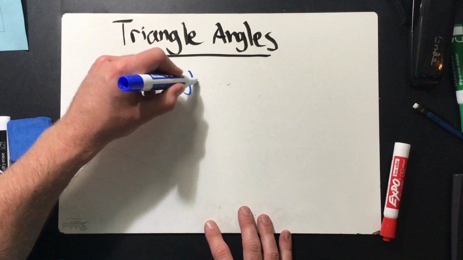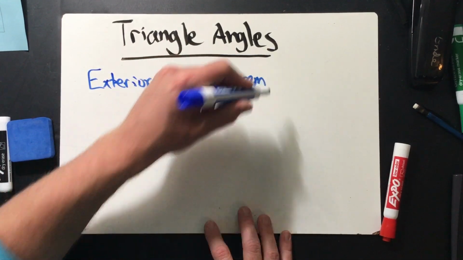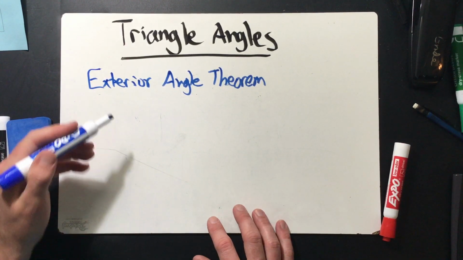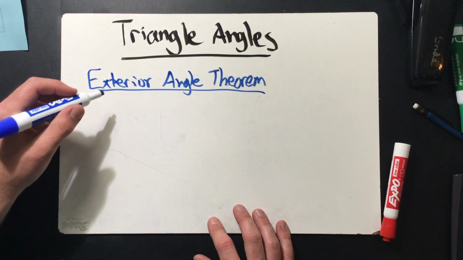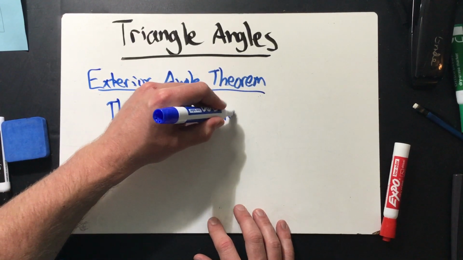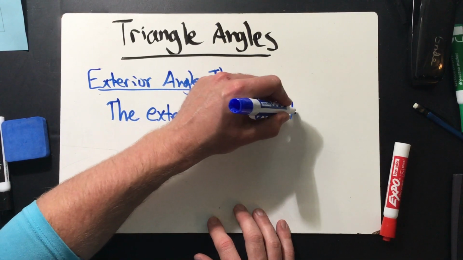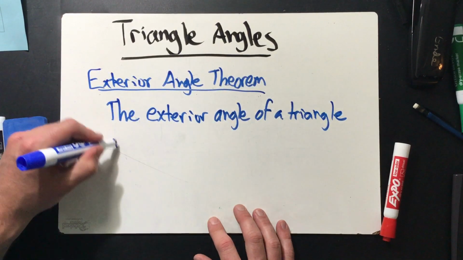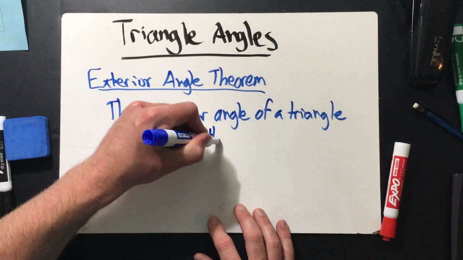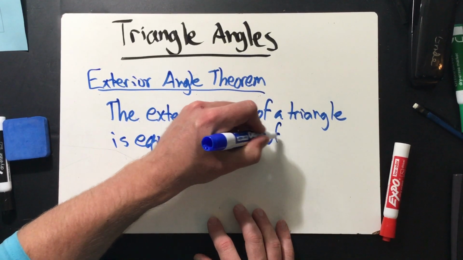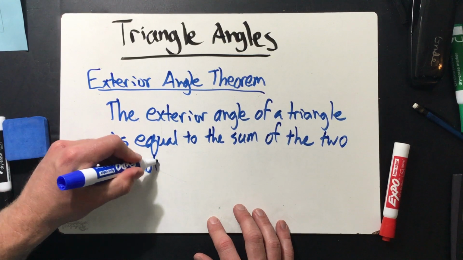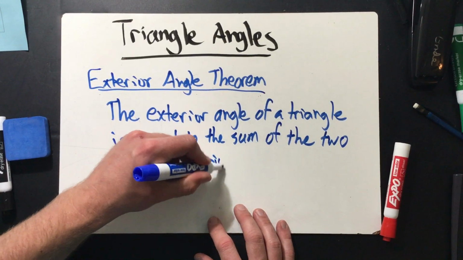Angle theorem. Now, a theorem is an idea that we know with certainty about something in math. And so the exterior angle theorem states that the exterior angle of a triangle is equal to the sum of the two, and then fancy phrase here, remote interior angles.